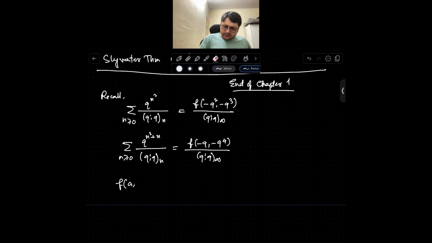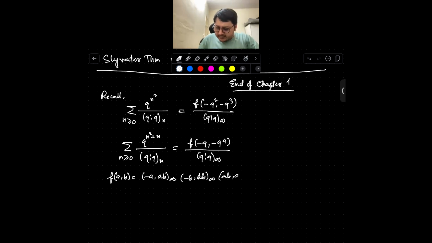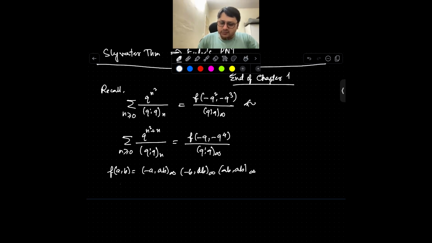So f of a, b was equal to minus a, b infinity, minus a, b infinity, and a, b infinity. This was Jacobi's triple product identity, and I'll only do the first one, and you will see why it's equivalent. So what is f of minus q square, minus q cube in this case? You will get q square, q to the 5 infinity, q cube, q to the 5 infinity, and you will get q5 infinity.